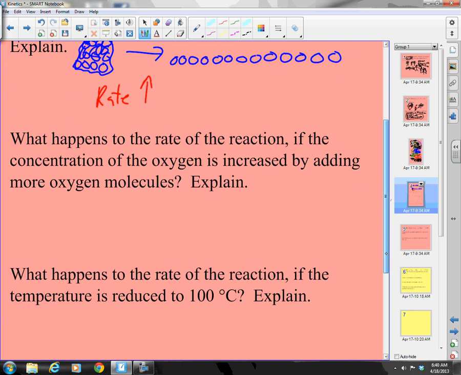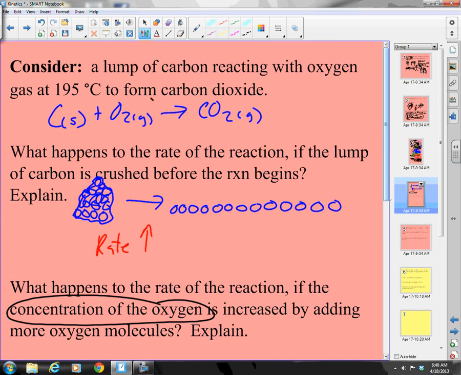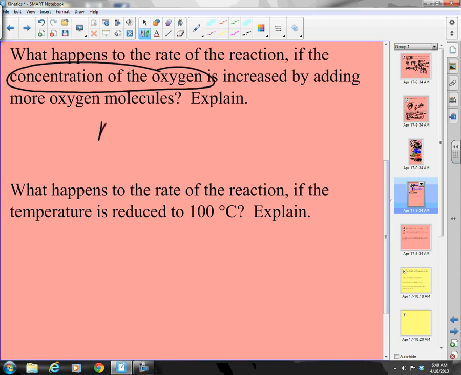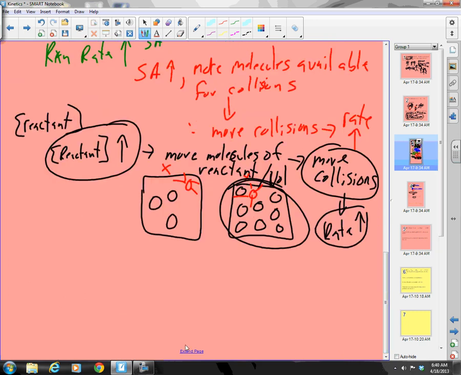So here we go. If I increase the concentration of my oxygen, which was a reactant, I have greater concentration of that. What's going to happen? My rate increases. All right. And what happens to the rate of reaction if the temperature is reduced? So I'm going to reduce my temp. That's going to be a third effect, temperature. What effect will temperature have?